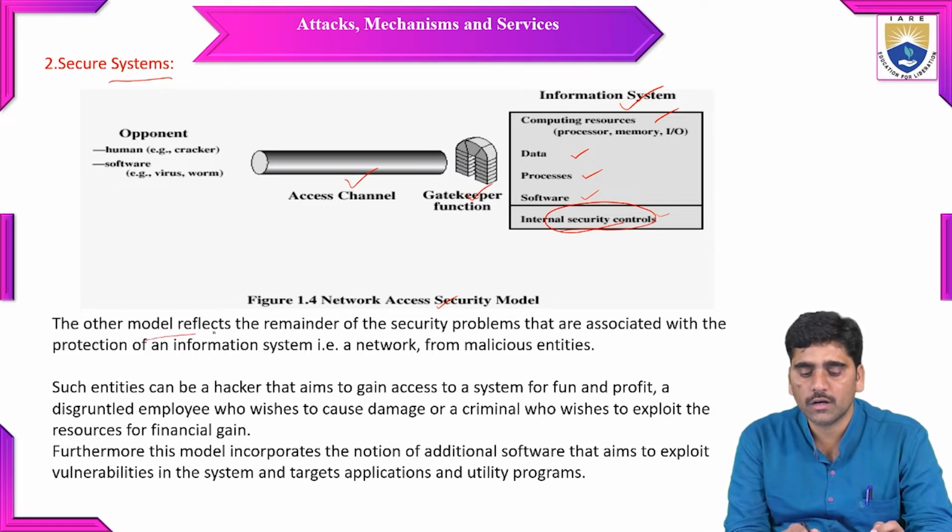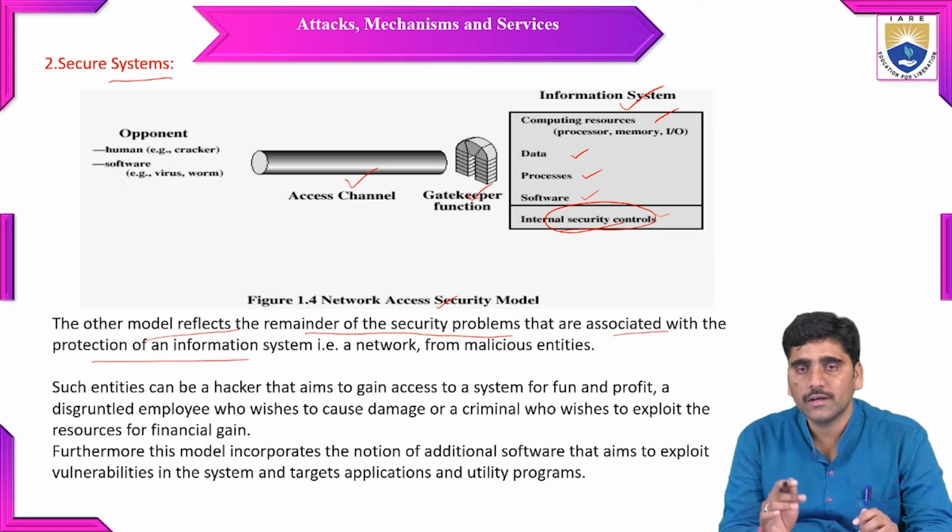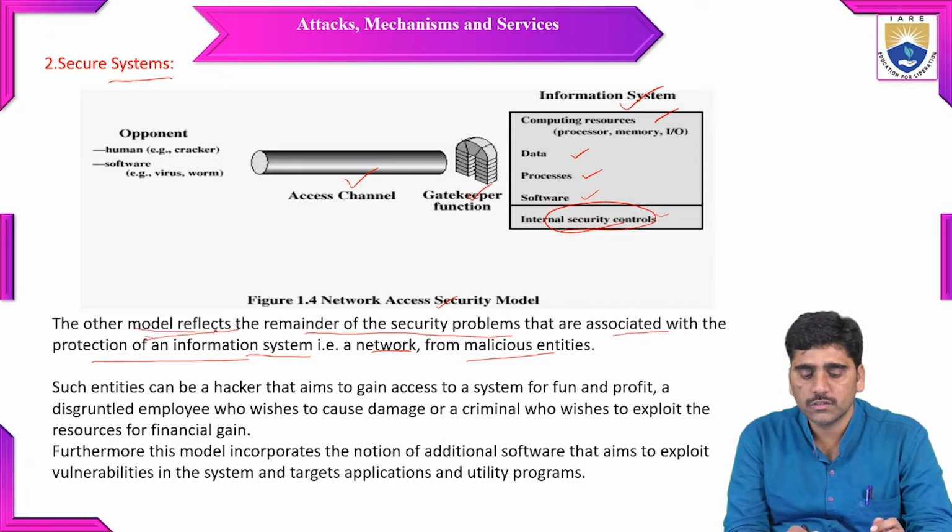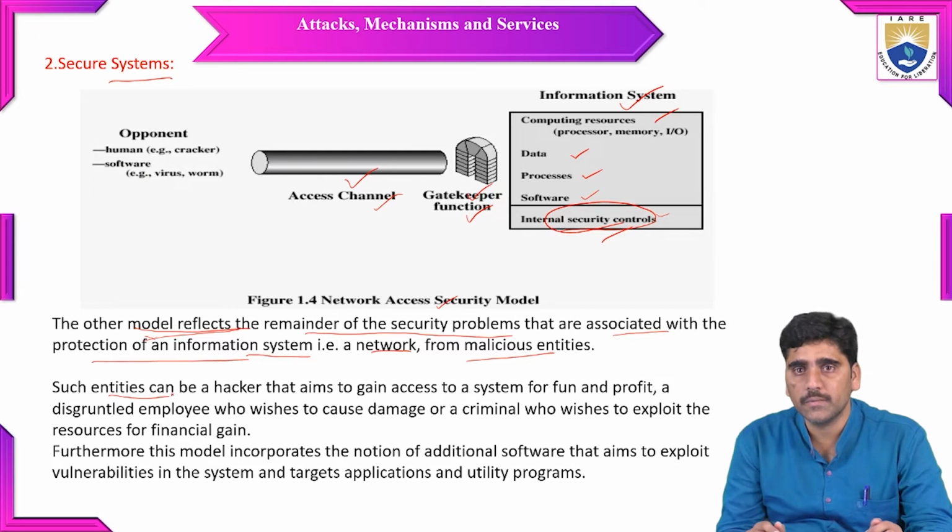This other model reflects the remainder of the security problems that are associated with the protection of an information system. Finally, we are going to get the data and store it in a particular place. That place is the information system. It can be a network, a hardware, or a system, anyway you can say that. So we have to reflect this channel, the gatekeeper functionality, and the information system has to be key. Here such entities can be a hacker that aims to gain access.